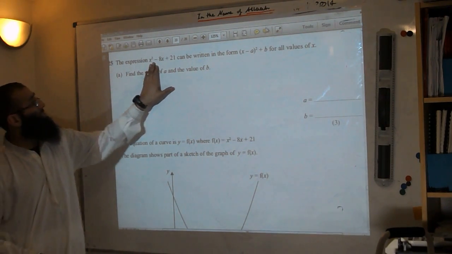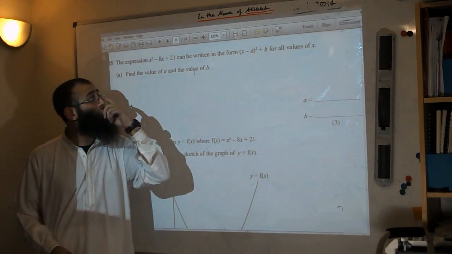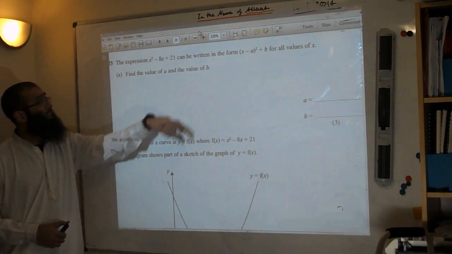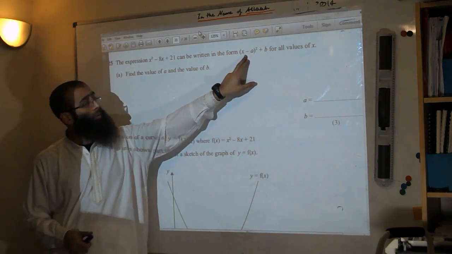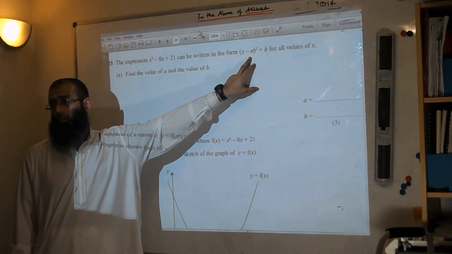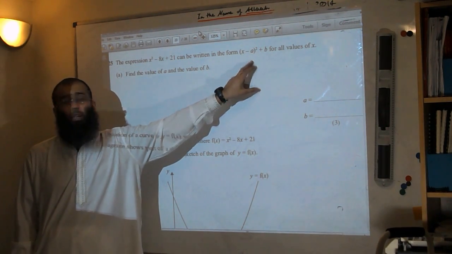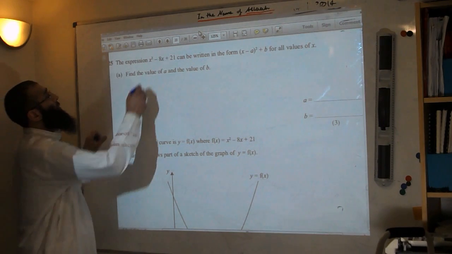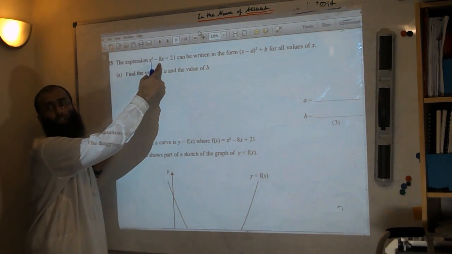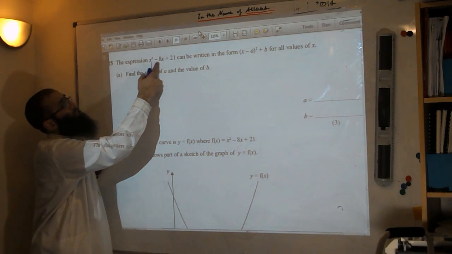Number 25. The expression x squared minus 8x plus 21 can be written in the form (x minus a) squared plus b for all values of x. Find the value of a and the value of b. What's this kind of maths called? It's called completing the square. Now what we do first of all, we copy down the x from the x squared, and we have to half the coefficient of x. What's half of minus 8?